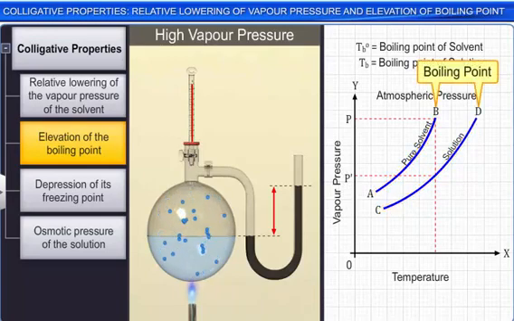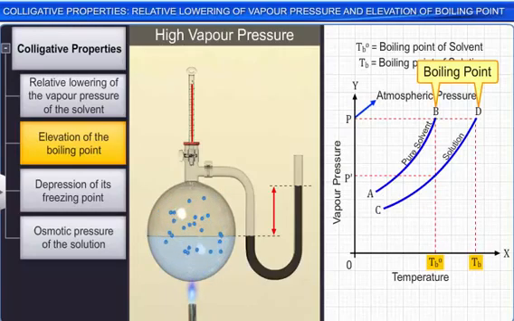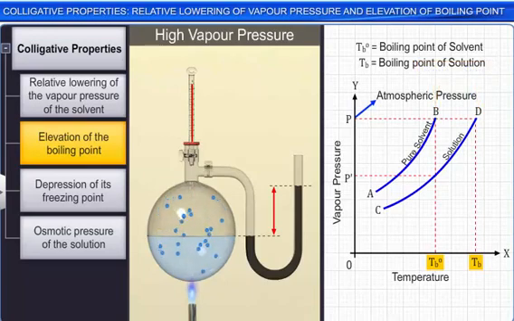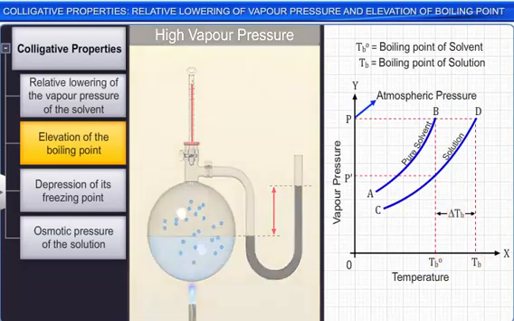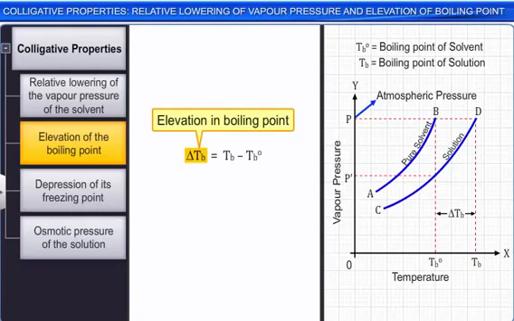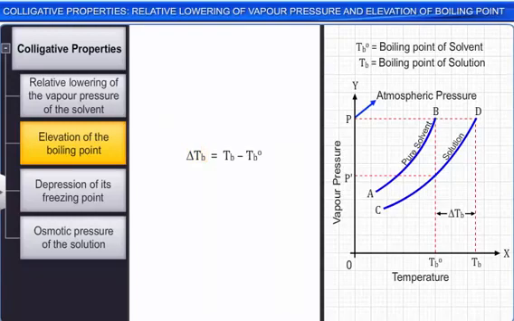The temperatures at which the vapor pressure of the solvent and the solution become equal to the atmospheric pressure are Tb naught and Tb respectively. The difference, Tb minus Tb naught, is represented by delta Tb and gives the elevation in the boiling point of a solvent in solution. Thus, it can be seen that the boiling point of a solution is greater than the boiling point of the pure solvent. In other words, a solution that has lower vapor pressure needs to be heated to a higher temperature for its vapor pressure to become equal to the external pressure, that is, its boiling point.